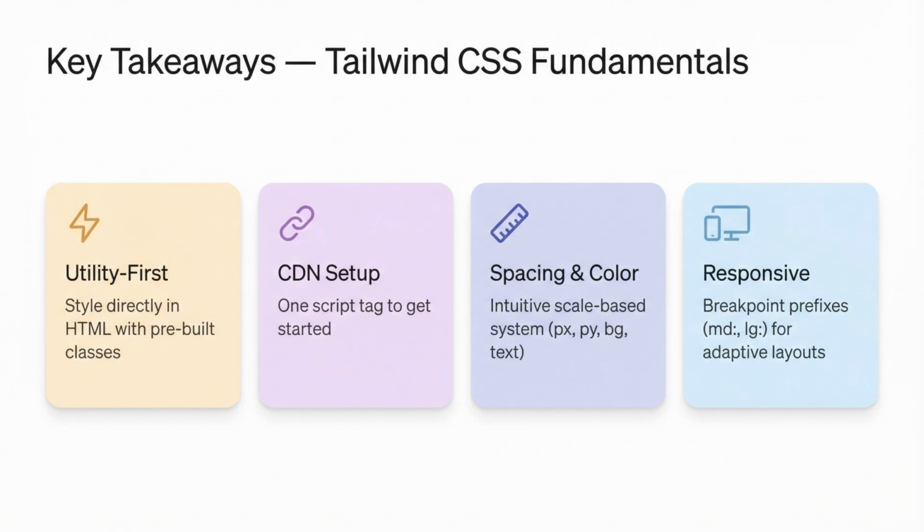Let's bring it all together. Tailwind CSS is a utility-first framework. Instead of writing custom CSS, you apply pre-built classes directly in your HTML. Getting started is as simple as adding one CDN script tag. Spacing, color, typography, and borders all follow a consistent, predictable scale. And responsive design is built in through breakpoint prefixes. These fundamentals give you everything you need to build clean, professional interfaces efficiently.